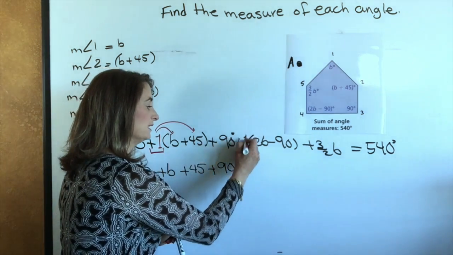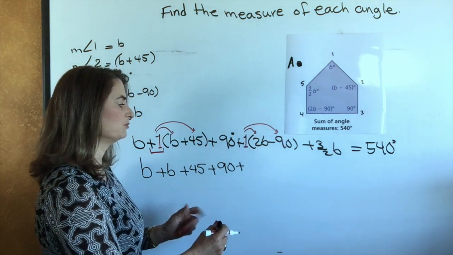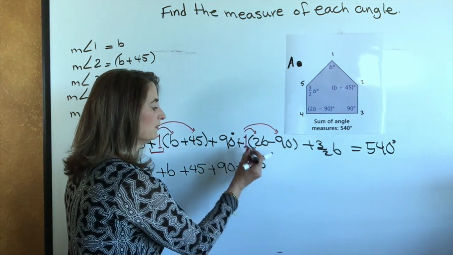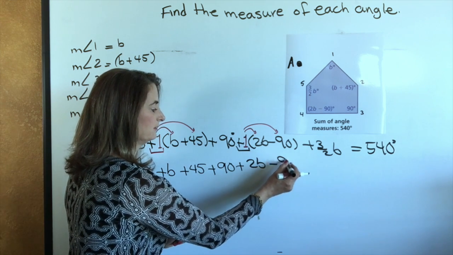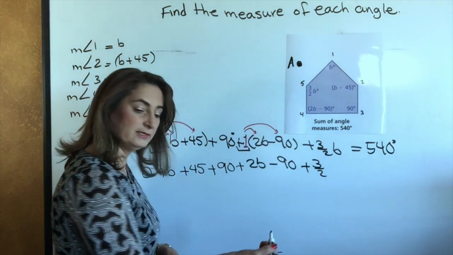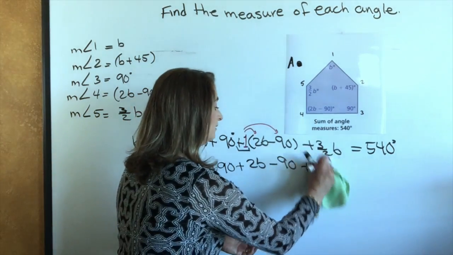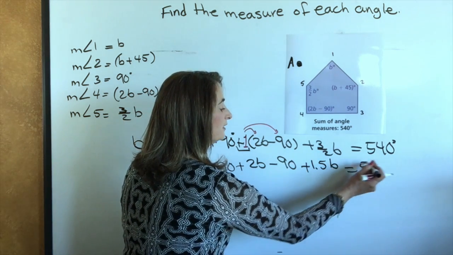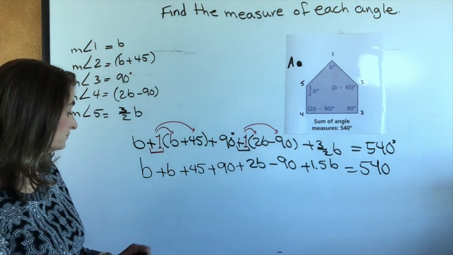again, I have one set of that because it isn't a number, and then I multiply the 1 times the two terms, distributive property to undo parentheses. 1 times 2b is 2b, and positive 1 times negative 90 is negative 90, plus 3 over 2b, but this time I am going to change it to 1.5, which makes it easy for me to calculate. So it's 1.5b equals 540 degrees. Now, combine like terms.